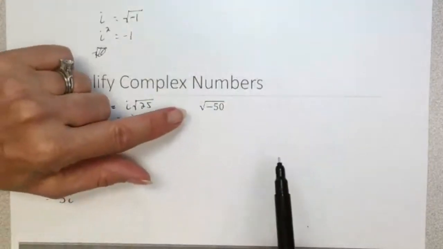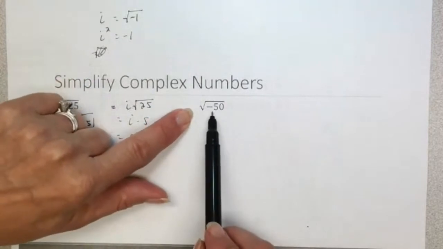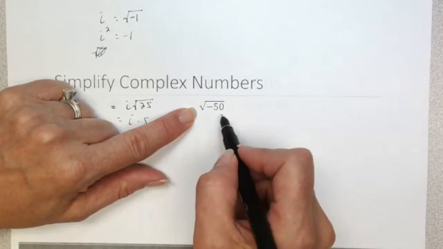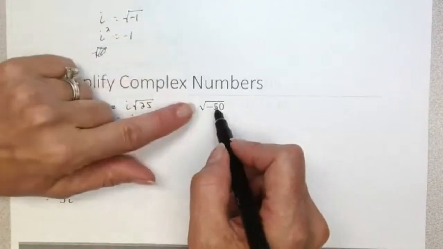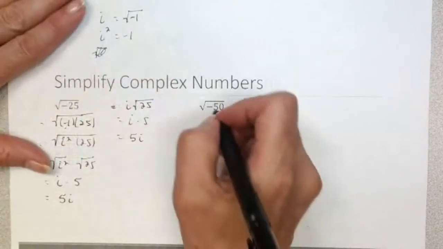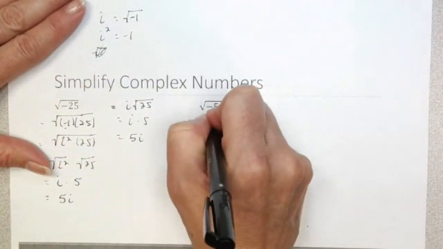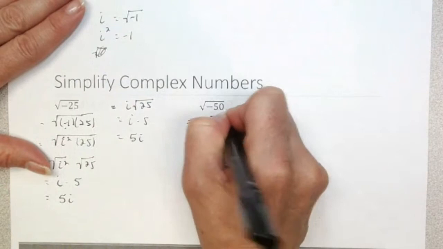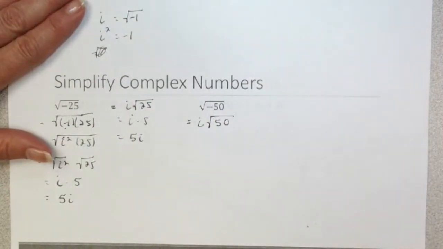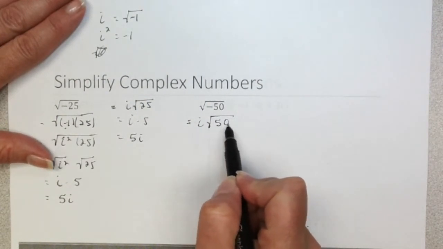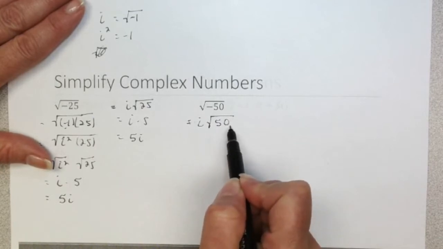How about this next example? Simplify the square root of -50. Simplify this non-real number. Well, let's first of all make it real, all right? So we'll drop that negative and stick an i up front. So this will be equal to i times the square root of 50. Okay, now can we simplify the square root of 50? Well, remember, in simplifying radicals, we want to look for the largest perfect square that's a factor of that radicand. All right, well, 25 is a factor of 50.